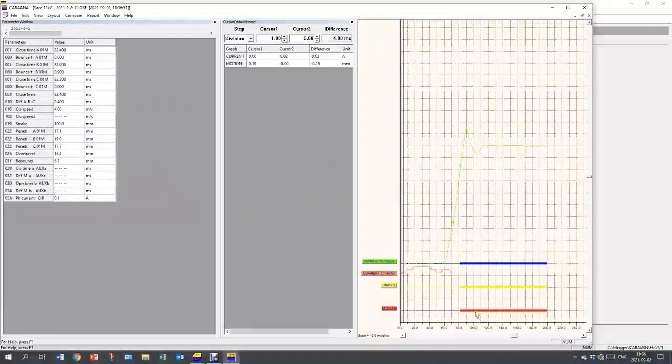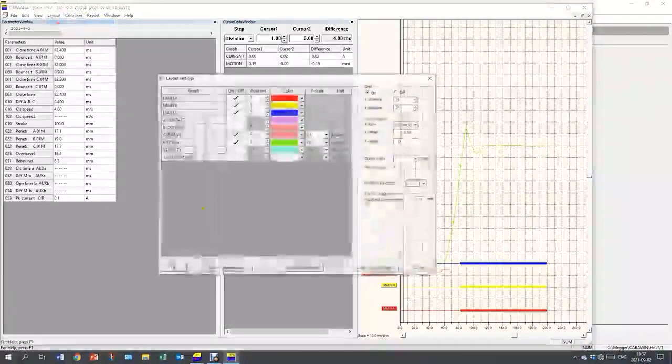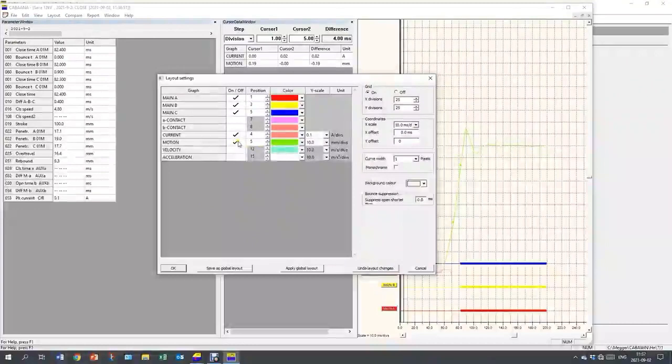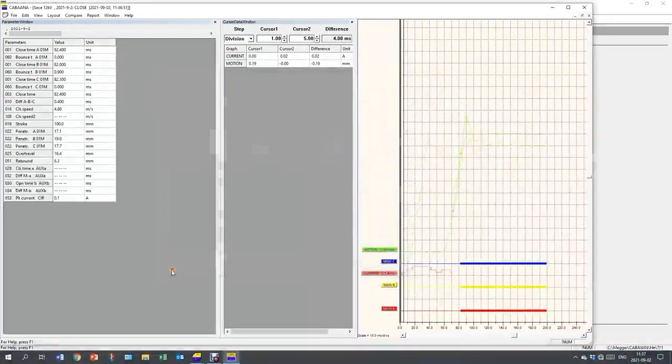I get the three timings, red, yellow and blue. I get the coil current, a very small one, and a motion. I will move the motion layout a little bit, just the Y scale there, so I can get it a little bit higher up in the position. I move it to position 6. So we have the motion in green.